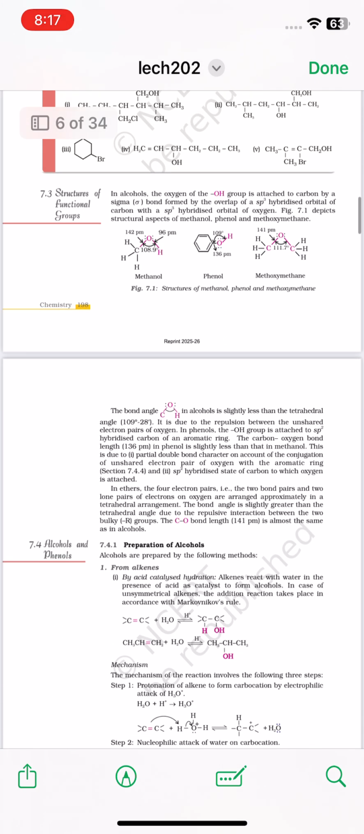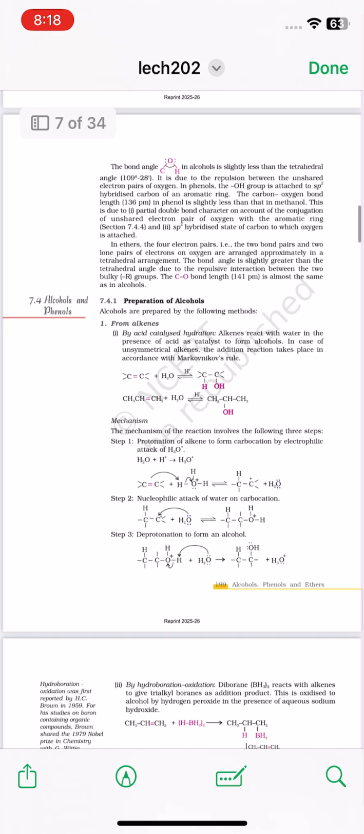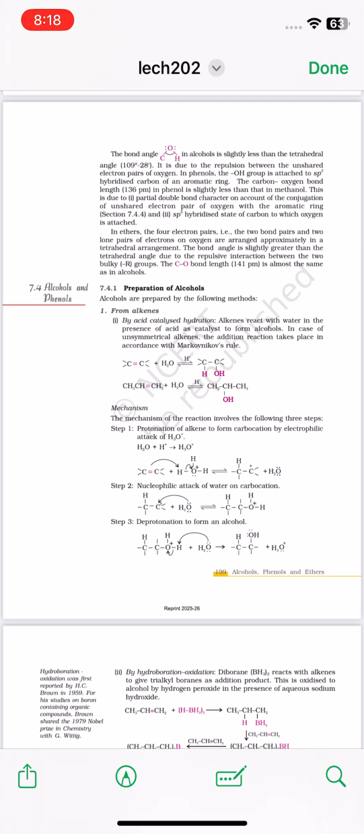Structure and functional group, 7.3. In alcohols, the oxygen of the OH group is attached to the carbon by a sigma bond formed by the overlap of an sp3 hybridized orbital of carbon with an sp3 hybridized orbital of oxygen. Figure 7.1 describes structural aspects of methanol, phenol and methoxymethane. The bond angle COH in alcohol is slightly less than the tetrahedral angle, 109 degrees 28 minutes. It is due to the repulsion between the unshared electron pairs of oxygen.